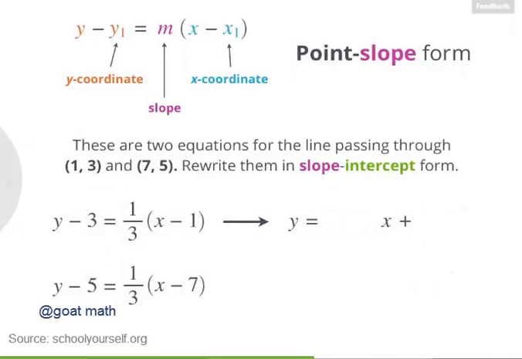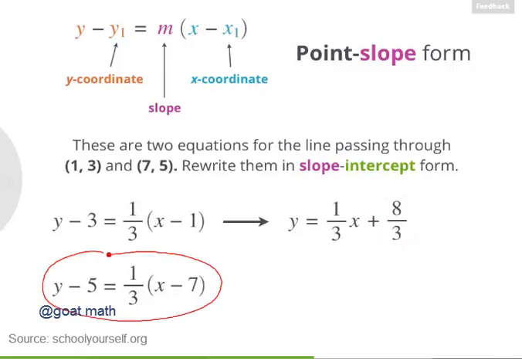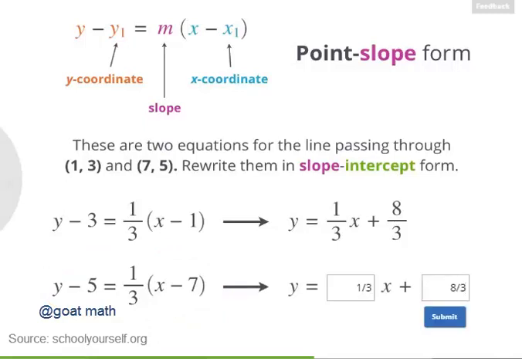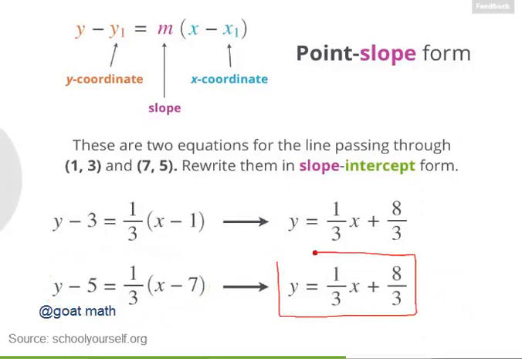Exactly, so this first equation can be rewritten as y equals 1/3 x plus 8/3. So the slope is 1/3 and the y-intercept is 8/3. Now try doing the same thing for this second equation, rewriting it in slope-intercept form. Exactly, this second equation can also be rewritten as y equals 1/3 x plus 8/3. So they may look different, but these equations are actually the same line. The same values of x and y solve both of these equations.